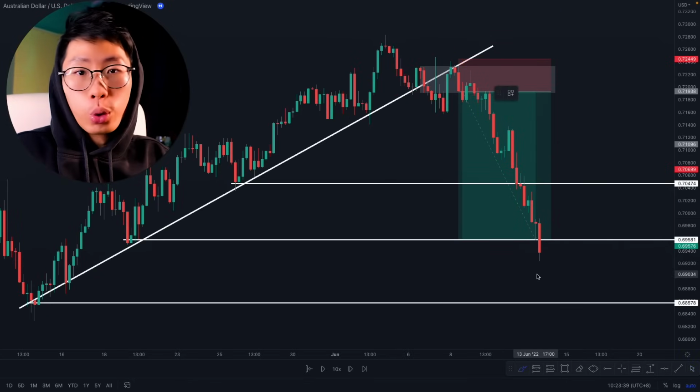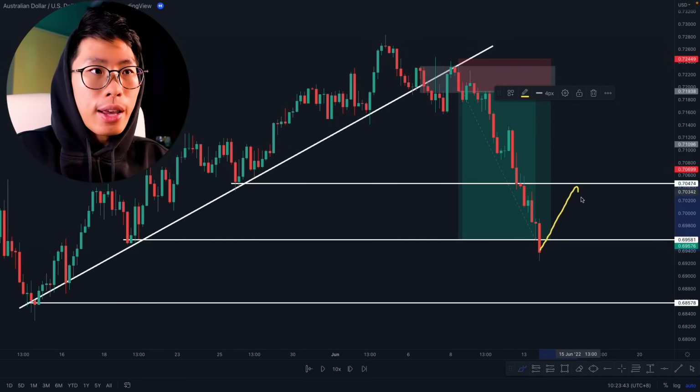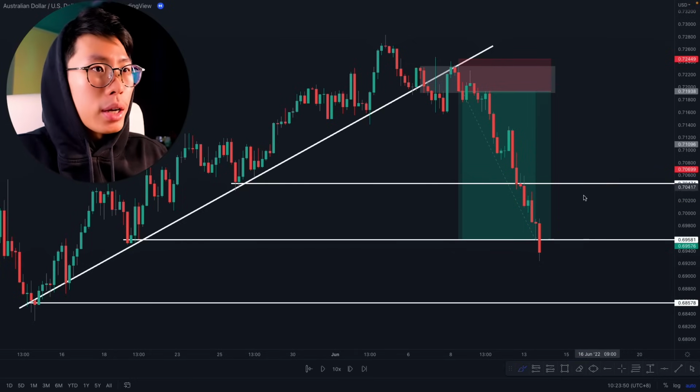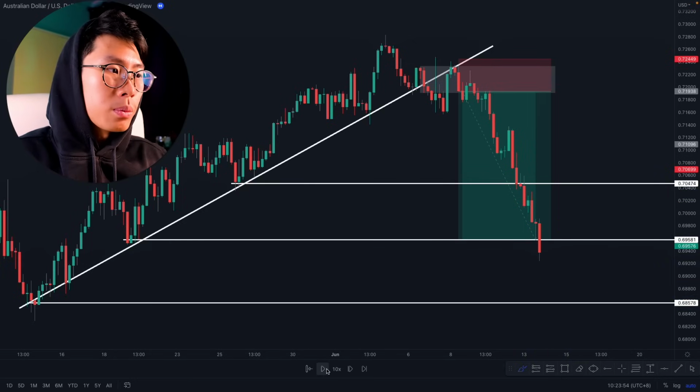So what I can even do is that I can re-enter for this trade if price retraces back to this level and then goes back down to this area. Then that is when I can enter for a sell position right here again. But let's just see what price does. If price just goes straight down like this to this area, then I will not enter.